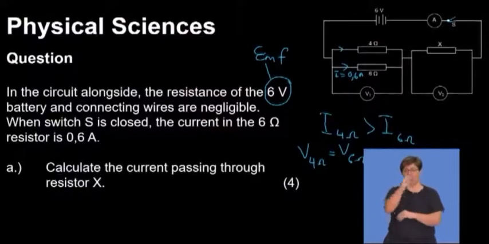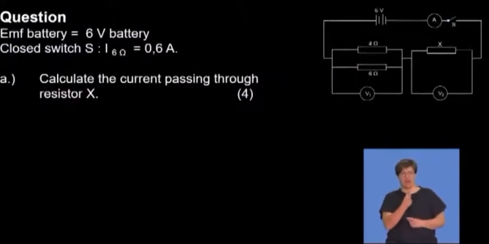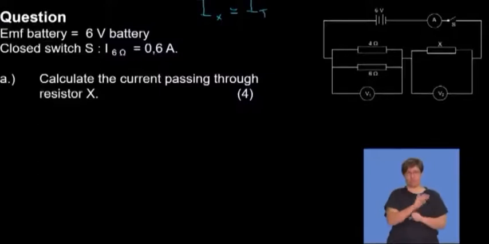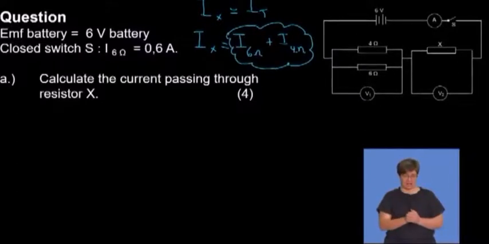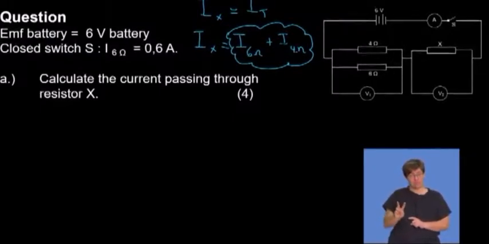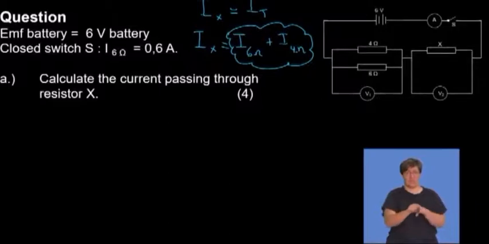Now the question says, calculate the current passing through resistor X. We know that the current that passes through resistor X is actually the total current. So the current for resistor X is equal to the current that goes through 6 ohms, which we have, plus the current that goes through 4 ohms. Why? Because these two are connected in parallel. They are current dividers.